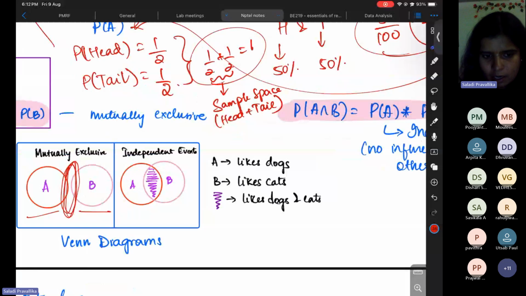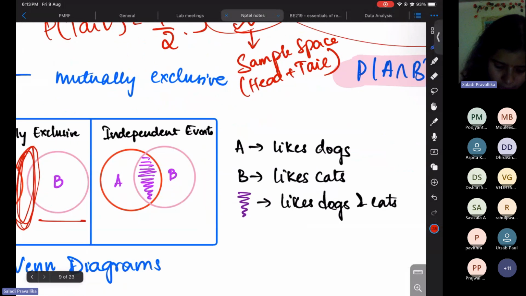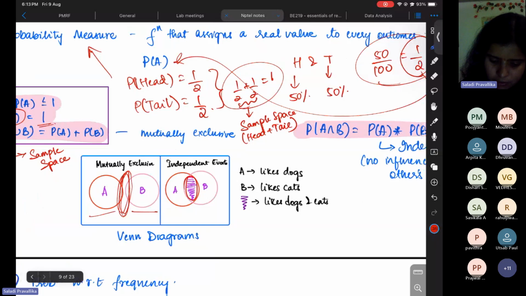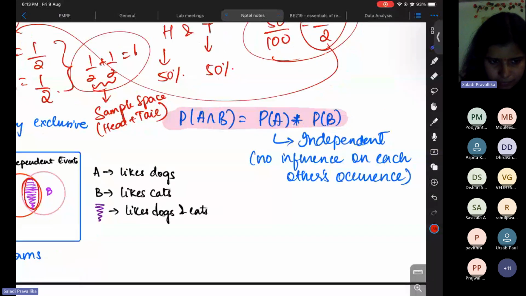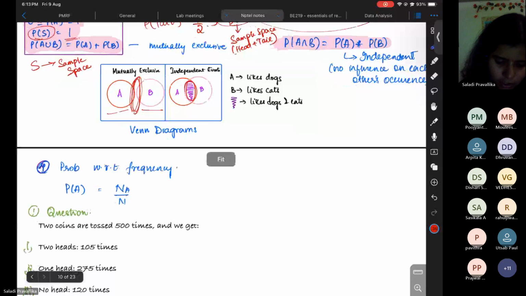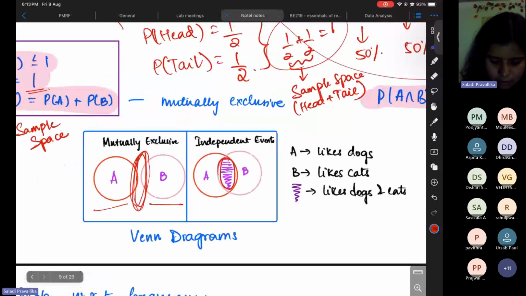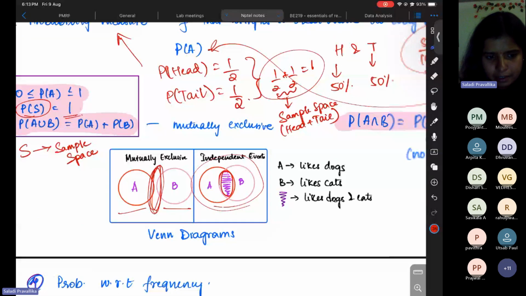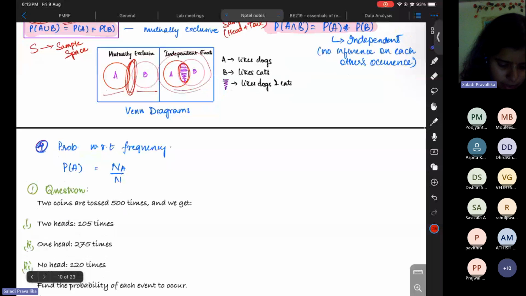So let us say now I'm a person who wants to know only who are the people who like both dogs and cats. This part here, so I want to know who likes it. Then I can use this P of A intersection B is equal to P of A into P of B. So they don't have influence on each other and they are called independent events. And P of A into P of B is only for this, right? And this kind of diagram representing the events in circles is called a Venn diagram. Okay. So we'll go to the next one.